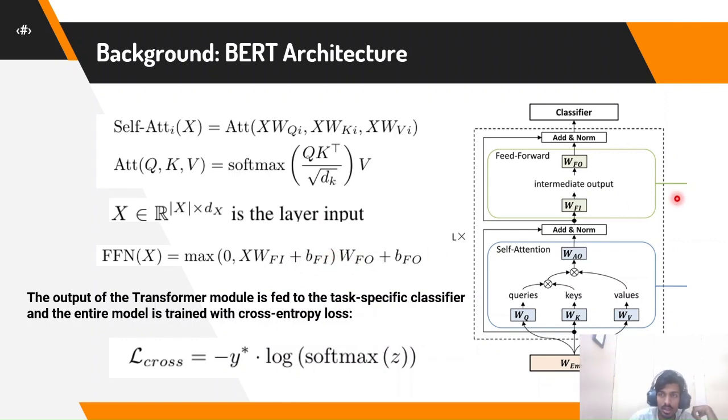And finally, from all these transformer modules, we are calculating the cross entropy loss, which is negative of y star log of softmax of z. Now y star is the one hot vector of the ground truth label and z are the predicted logits.